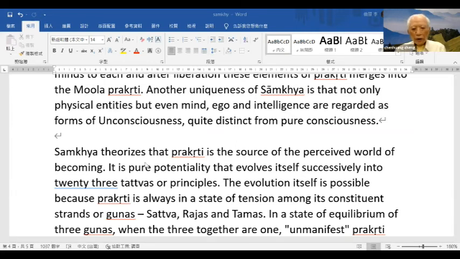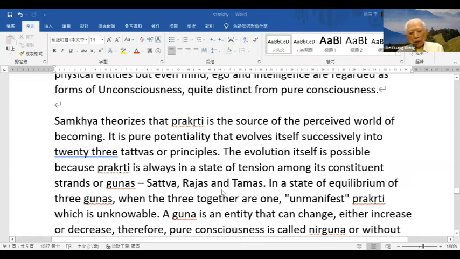Samkhya theorizes that Prakriti is the source of the perceived world of becoming. It is pure potentiality that evolves itself successively into 23 tattvas or principles. The evolution itself is possible because Prakriti is always in a state of tension among its constituent strands of gunas: sattva, rajas, and tamas. When they are in a state of balance, then there is no evolution. But there are three. If there are three gunas, a tension exists among these three gunas.